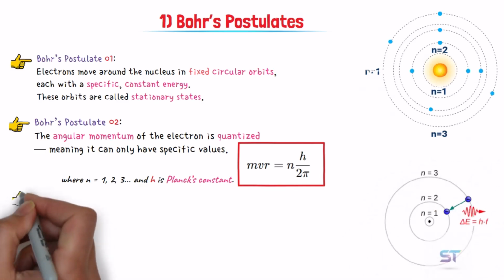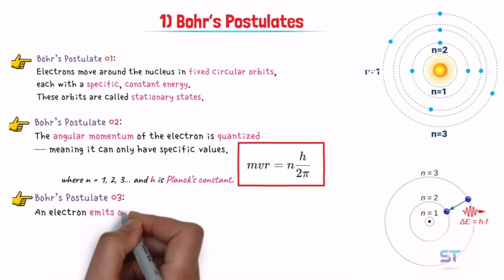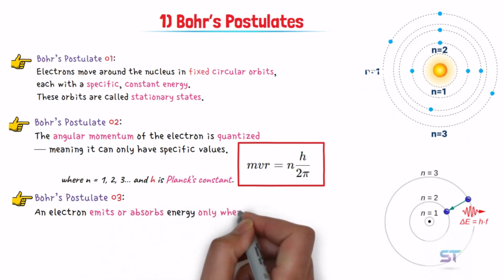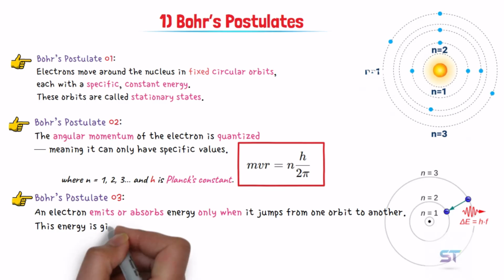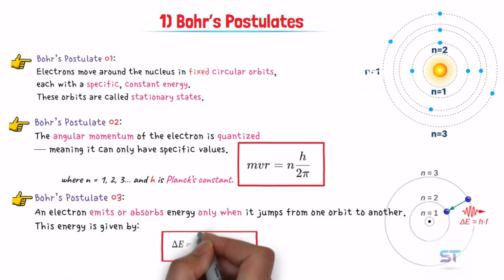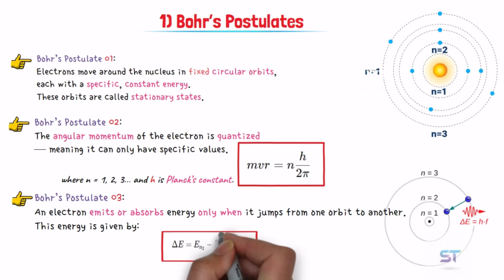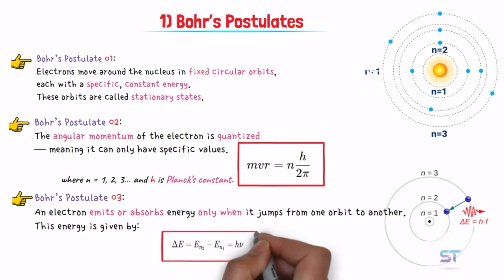The third postulate is that an electron emits or absorbs energy only when it jumps from one orbit to another. This energy is given by this relation: ΔE equals E level 2 minus E level 1 equals hν.